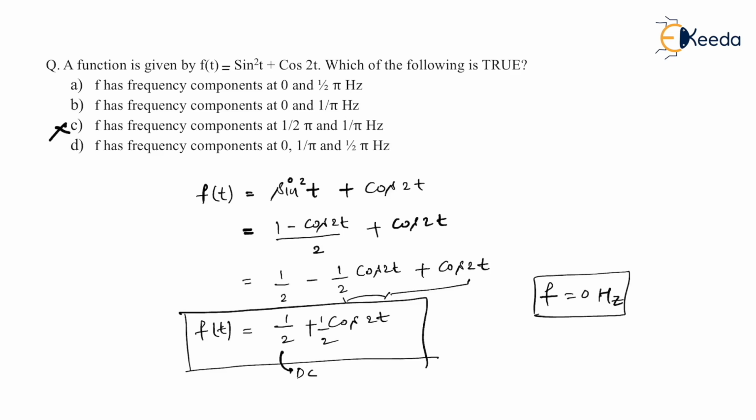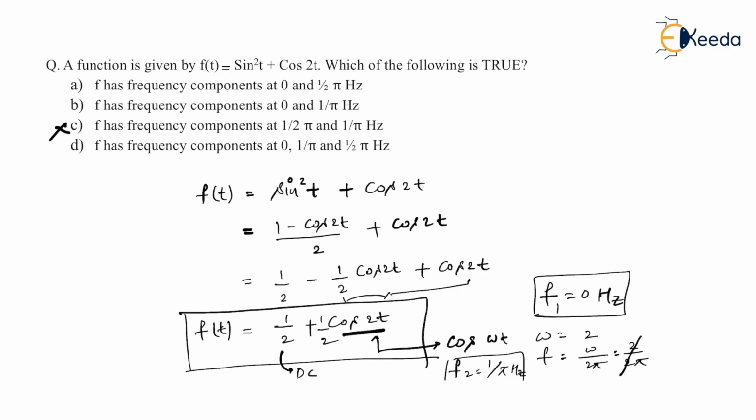Let's see the next. The second component is a cos component, and if I compare with the standard one, it is cos omega t. So what I got is omega equal to 2 radians per second. If I want frequency, I need to divide omega by 2 pi. So it is 2 divided by 2 pi. The 2 gets cancelled. So the first frequency component is 0 Hertz, and the second frequency component I got is 1 by pi Hertz.